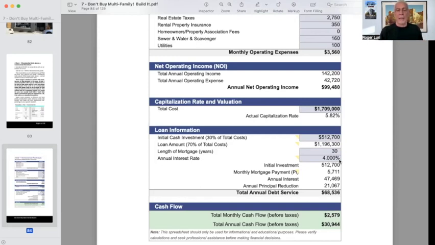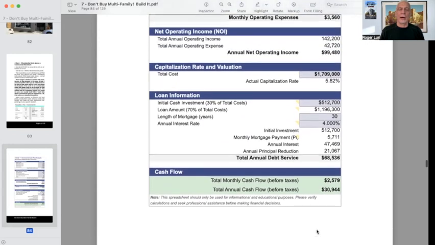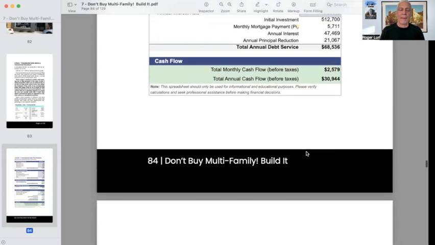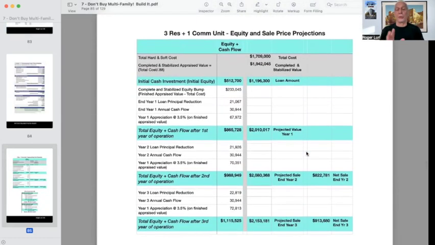Okay, so we're just going to carry on with this. We've got a total annual cash flow before taxes, $30,944, right? Now, we had our NOI back here of $100,000. And now let's take a look at the equity side of this equation. And this is where we're really going to get into some of the stuff that you need to understand that's going to be different from maybe what you're used to.